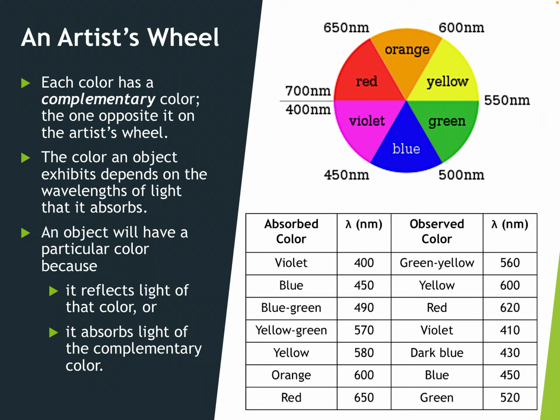Okay, the colors. Let's talk more about those. Each color has what's called a complementary color, and we can see it opposite on this color wheel here. I'm going to refer a lot to the color wheel, or the artist's wheel. The color that the object exhibits depends on the wavelength of light it absorbs. And I actually have a really good picture of this on the next slide.